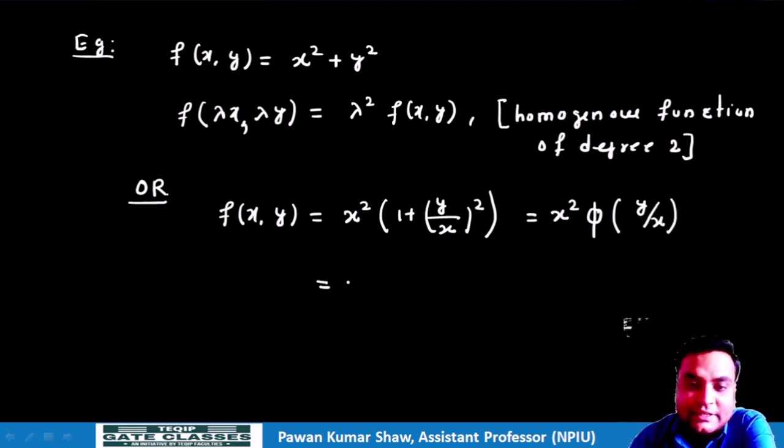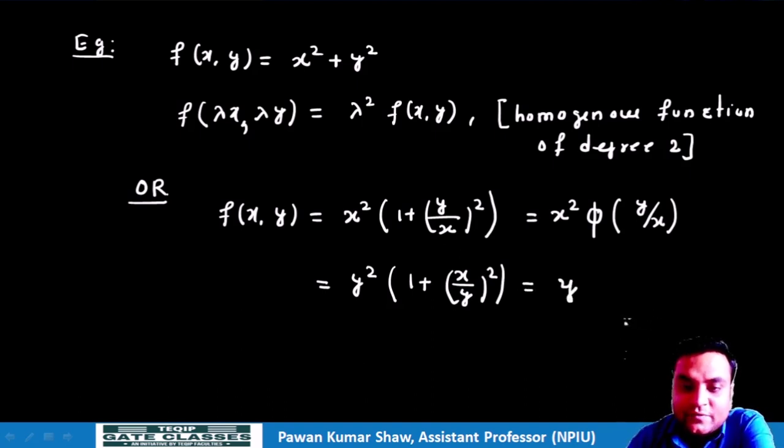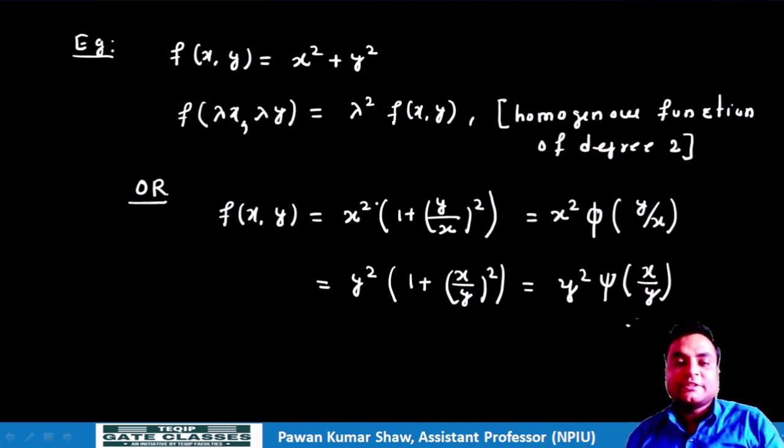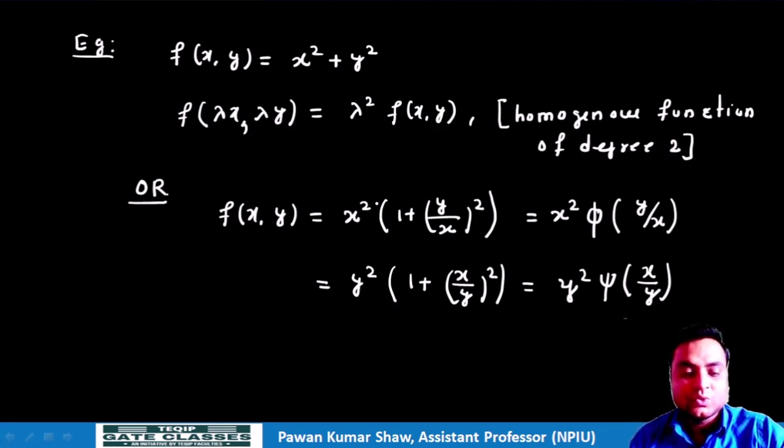Also we can write this in terms of y square. If you take out y square, then in that case we can write 1 plus x by y whole square. So overall we can write y square and some function psi of x by y. So you can use any one of the forms and that will represent a homogeneous function of degree 2. So in this example we can say that this is our homogeneous function of degree 2.